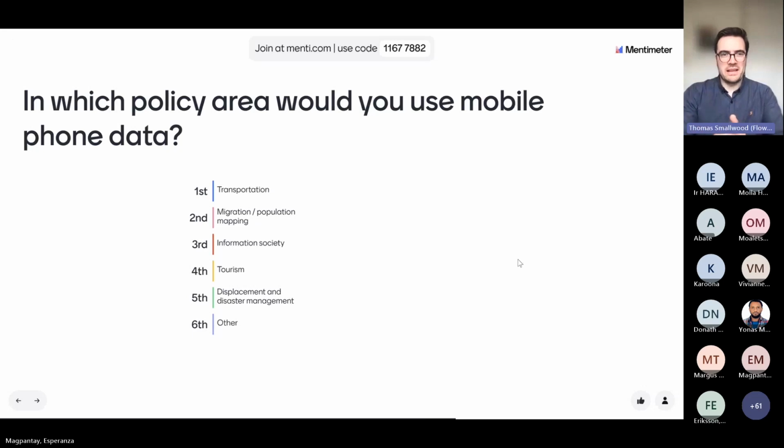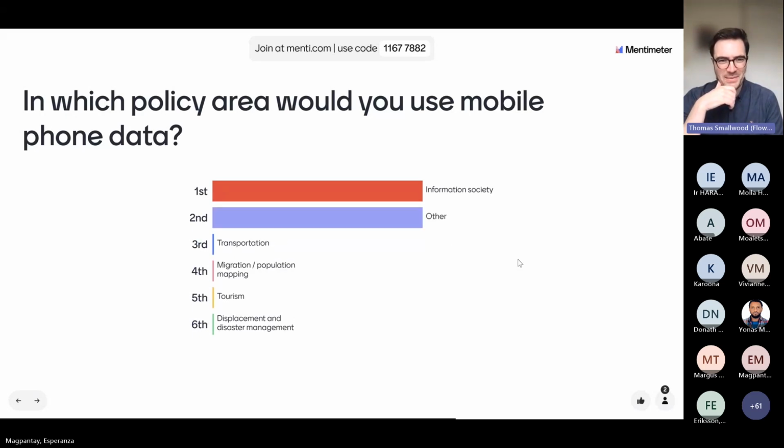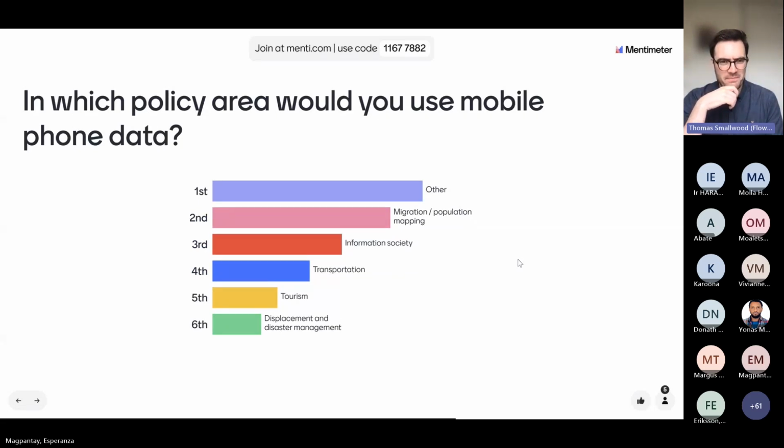So looking at the next slide, I think it'd be very interesting to understand from the participants the different policy areas that you would see mobile phone data being used in your own organization or in your broader context. Yes, certainly I hope some people can see information society being an application, as is the subject of today, but please do let us know. And those who are saying other, perhaps you can also let us know in the chat what other areas you see it being used in.